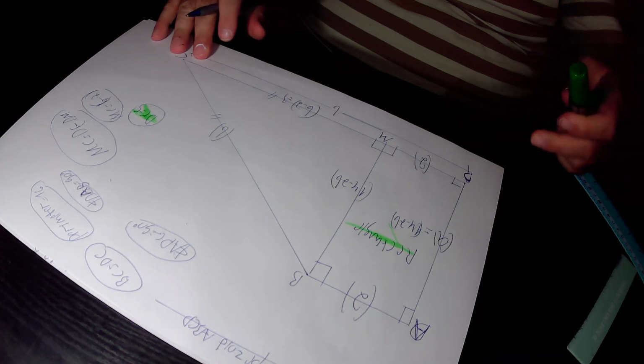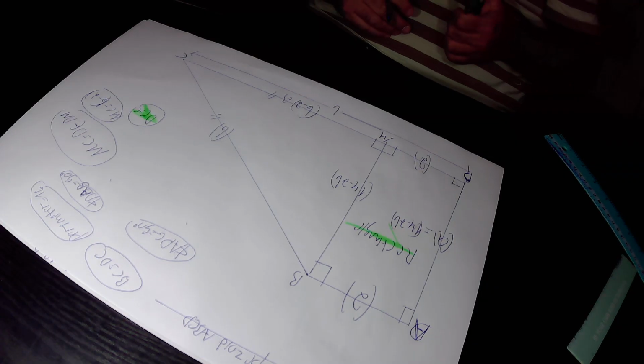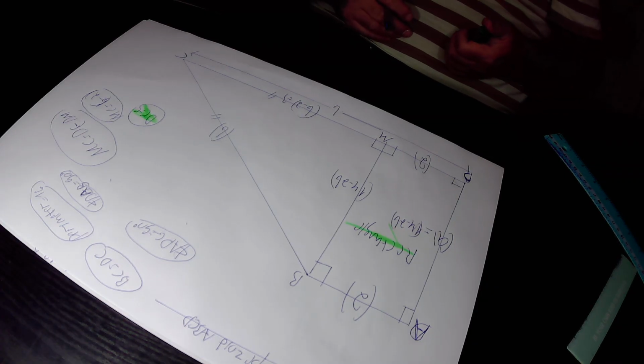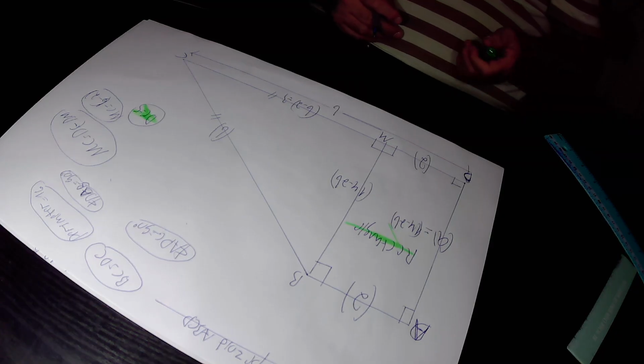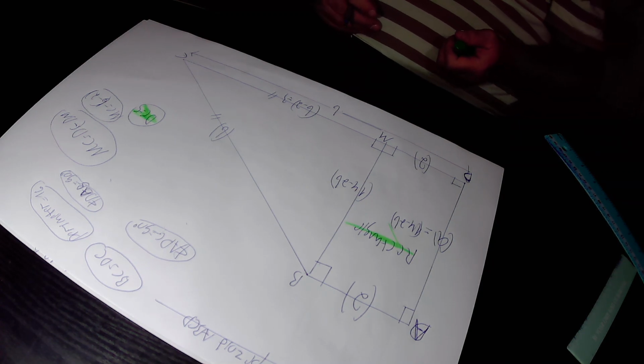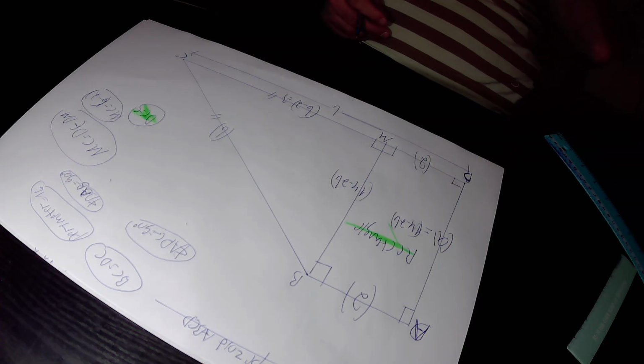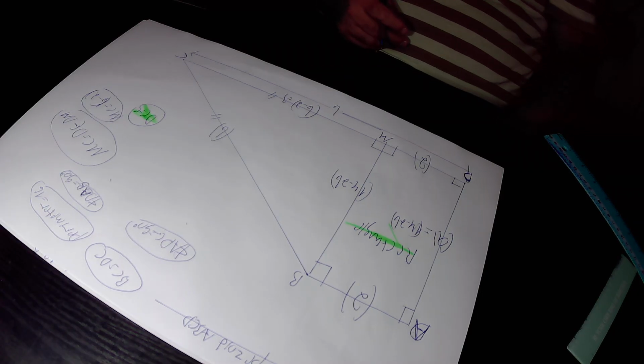What is the length of AD? AD equals A, and A equals 14 minus 2B. B is 5, so minus 2B is minus 10. So A equals 14 minus 2B, that is 14 minus 10, that is 4.